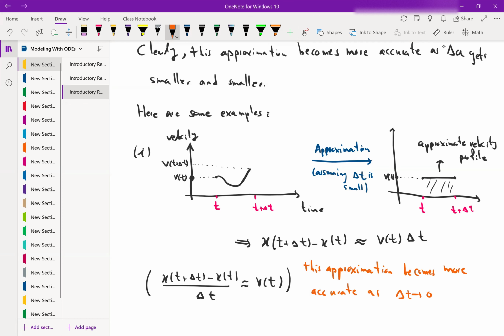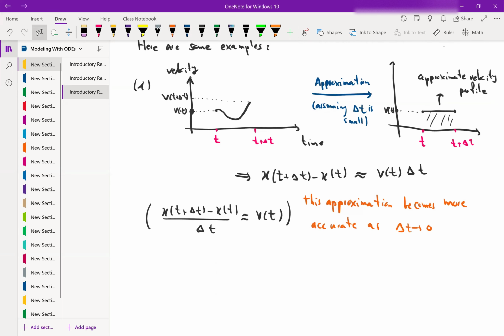So I want you to get used to this idea that if you have a very small interval and a continuous function over that interval, you can approximate the function on that interval with a constant function, and the value of that output is the value of the original function at the left endpoint. That is a process that I want you to get very comfortable with. I'm not saying that this is the only way you can approximate your function, but this is certainly one way, and it becomes more accurate as delta t goes to 0, as the length of the interval goes to 0.